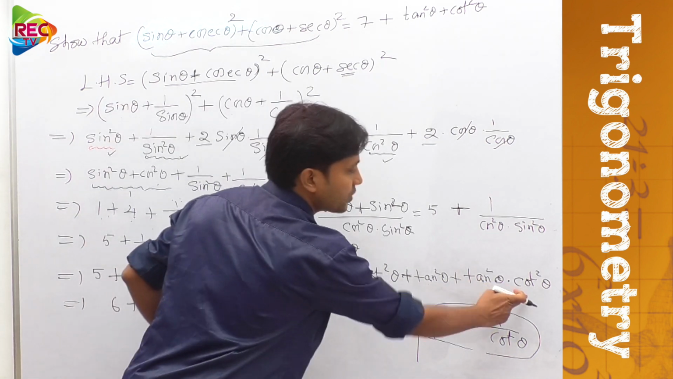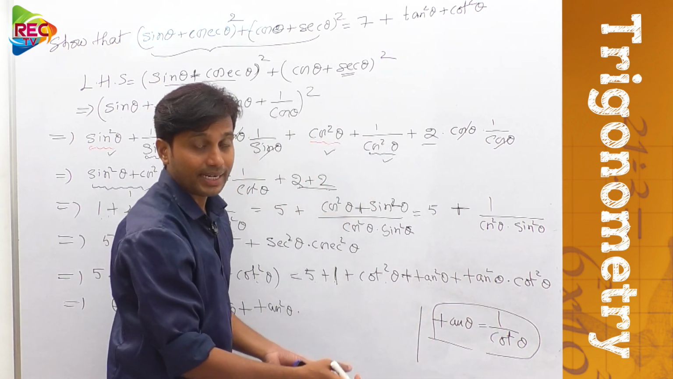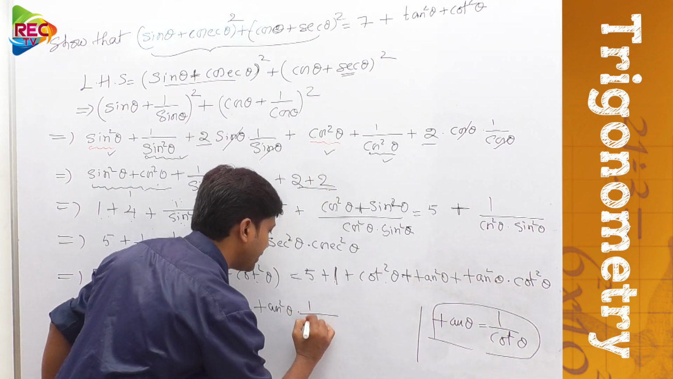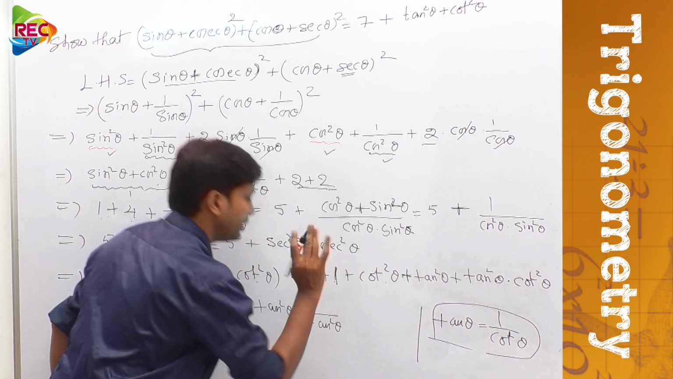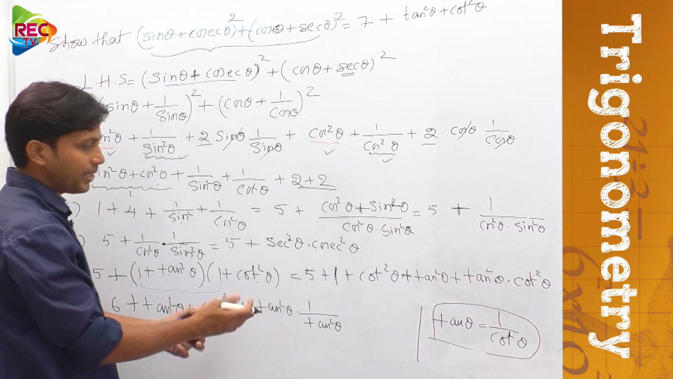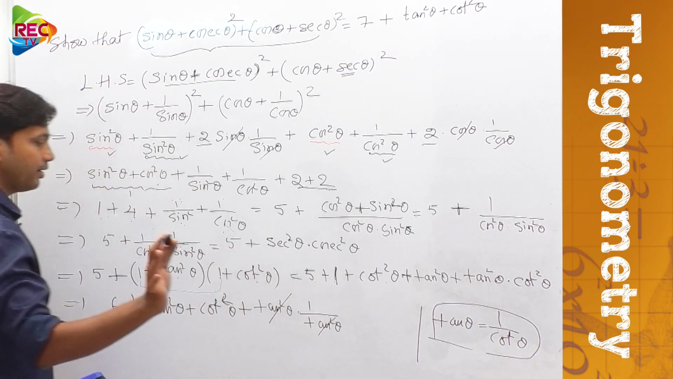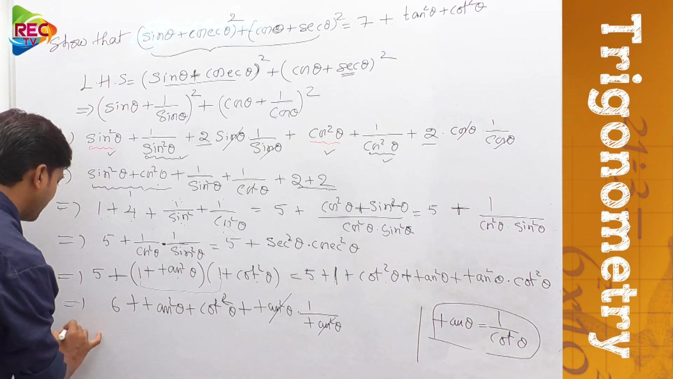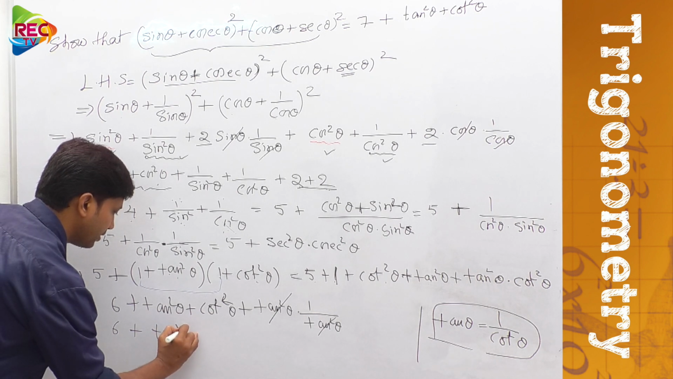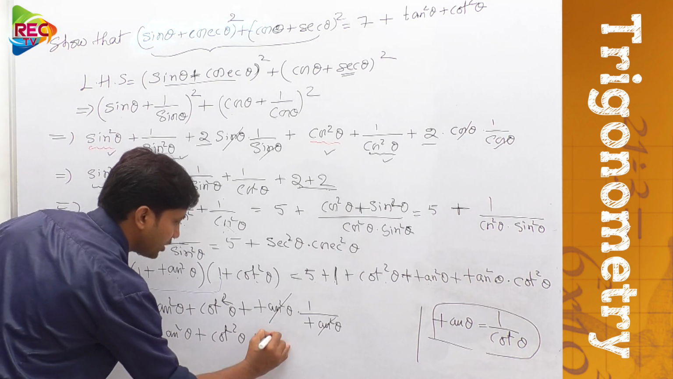Again you can write this cot square theta as 1 by tan square theta or not? Because tan theta equal to 1 by cot theta. That means cot theta equal to 1 by tan theta. So cot square theta equal to 1 by tan square theta. If you are aware of this, you can cut here itself. Okay, just for beginners I am telling you like this, right? Anyhow, we can cut these two terms or not? Anyhow, we can cut this. So now what is remained here? 6 plus tan square theta plus cot square theta plus this is 1.